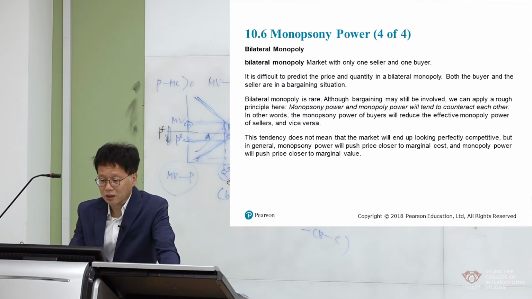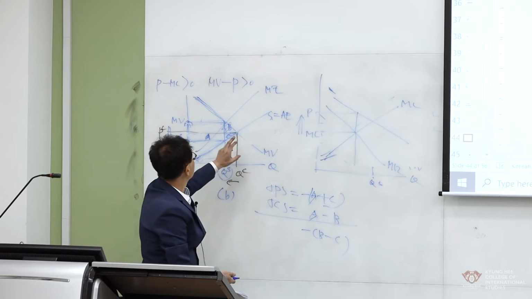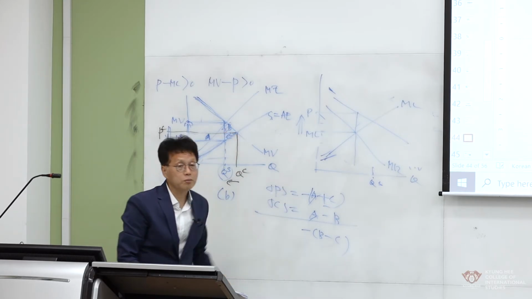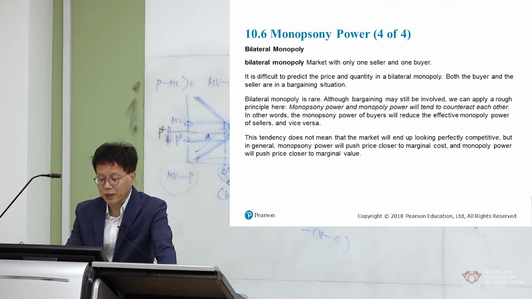Bilateral monopoly is only one seller and one buyer. It's difficult to predict the price and quantity in a bilateral monopoly. Both the buyer and seller are in a bargaining situation. In that case, monopolist and monopsonist bargain to decide price and quantity. Bilateral monopoly is a very rare case. Although bargaining may still be involved, we can apply a general principle here. Monopsony power and monopoly power will tend to counteract each other. In other words, the monopsony power of buyers will reduce the effective monopoly power of sellers and vice versa.